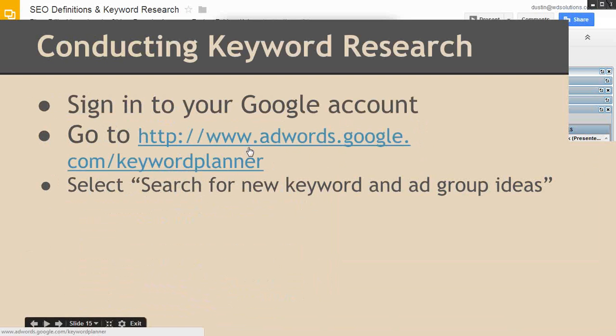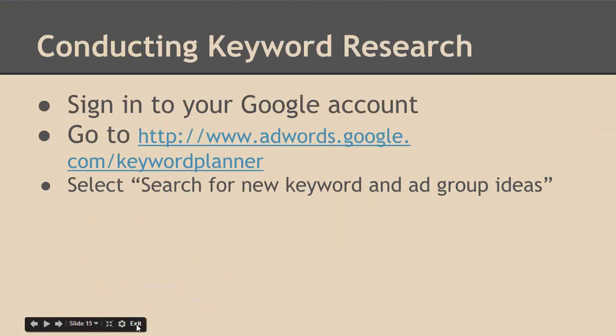So you're going to actually go to adwords.google.com/keyword planner, and then you're going to select search for new keywords and ad group ideas. So I thought I'd get out of this presentation and actually, instead of going over it in slides, actually show you guys the process.